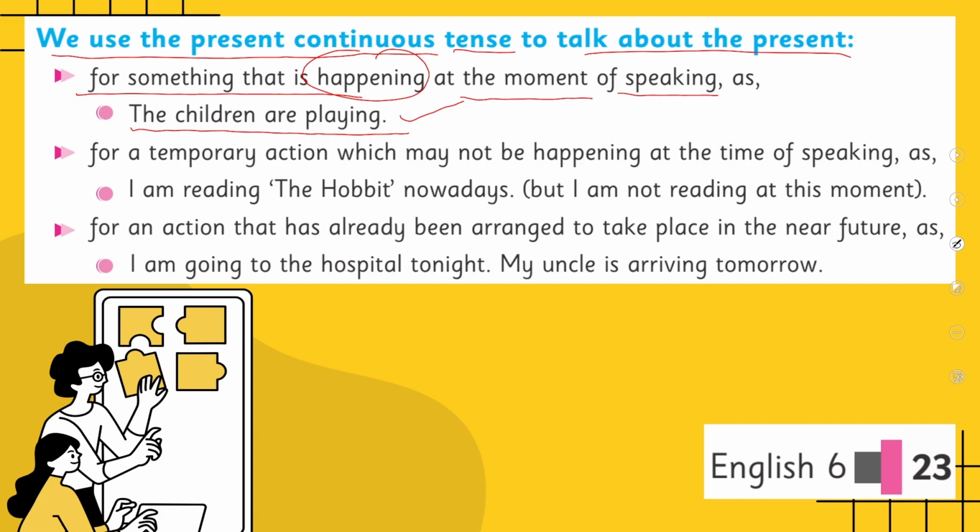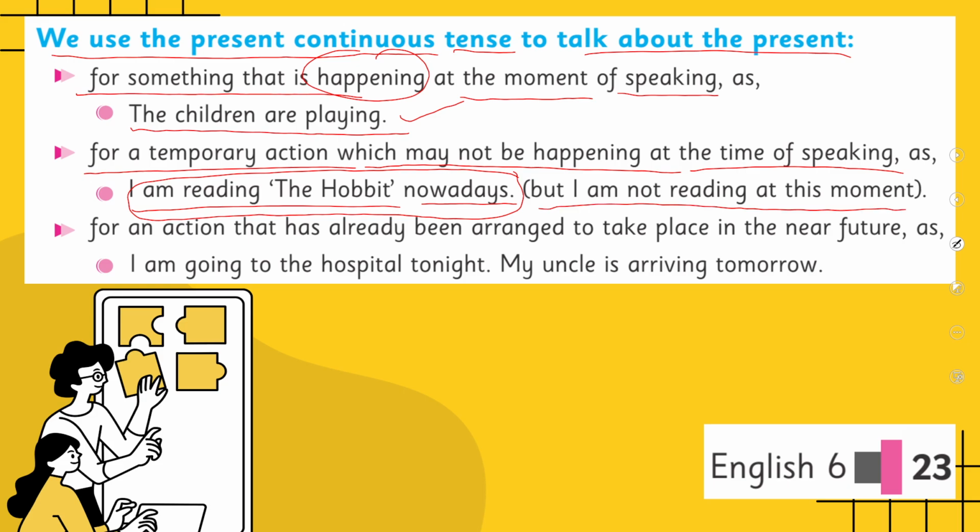Another thing is for a temporary action which may not be happening at the time of speaking. For example, I'm reading The Hobbit nowadays. Now this is not currently happening, but the rule is that it is for a temporary action which may not be happening at the time of speaking. I am not reading at this moment, but habitually and currently I am reading The Hobbit nowadays. So this will also be considered and used as a present continuous tense.